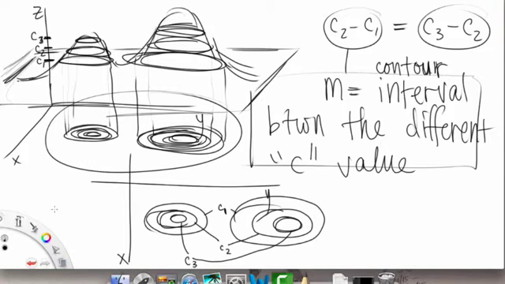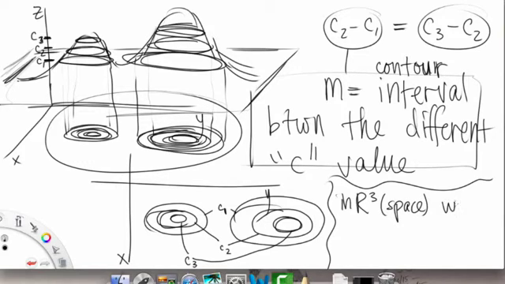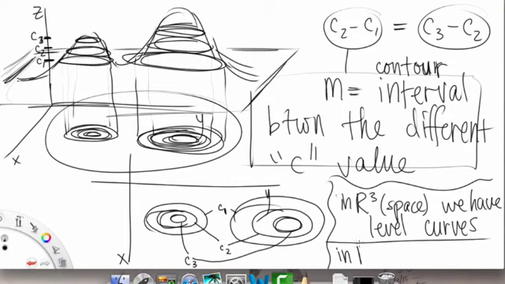One other important distinction to point out is that in R3, which is space, 3 dimensions, we have level curves, okay? So this would be our f of x, y equaling c. But in 4 dimensions, in R4, we have level surfaces. And surfaces exist in 3 dimensions, right?